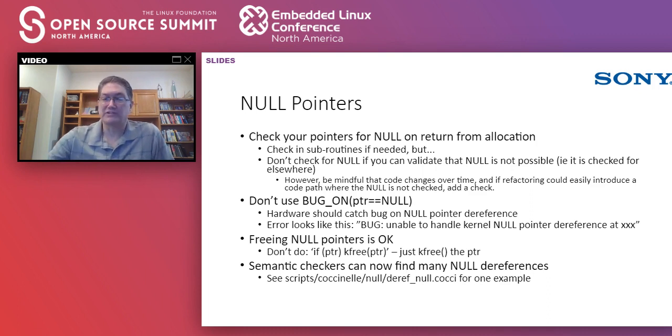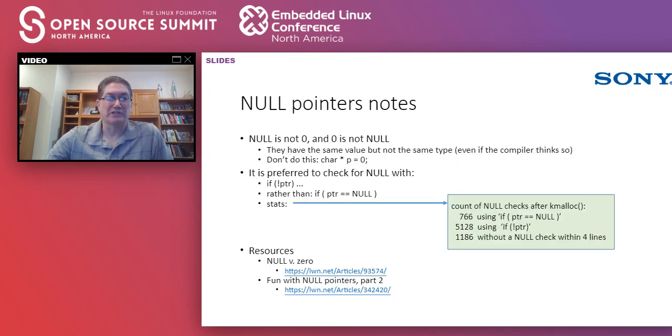Anyway, so that's good stuff on null pointers. Just a couple more notes about null pointers. Null is not the same thing as zero, and zero is not the same thing as null. Well, they have the same value. Internally, it's a word value that's all zero, but they have different types. And just to keep people's mental model correct, don't do things like assigning a pointer zero. If you want a null pointer, assign it null.